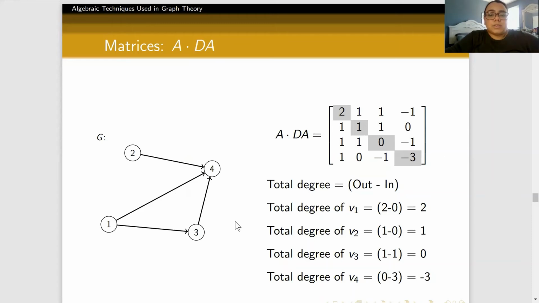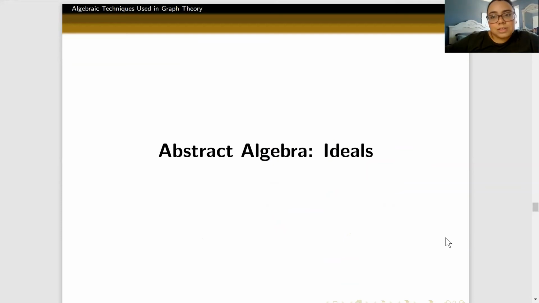We can see the total degree of vertex 1 is the out degree minus the in degree. So 2 minus 0 is 2. For vertex 2 it is 1 minus 0, which is 1. Vertex 3 is 1 minus 1, so it's 0. And vertex 4 is 0 minus 3, so it's -3. So we can see that the total degrees match with the graph and it matches with the diagonal of the matrix.